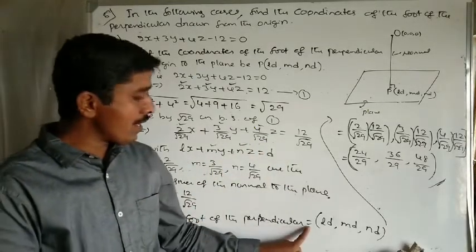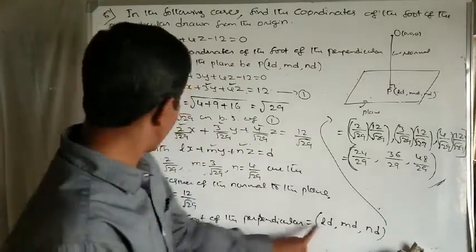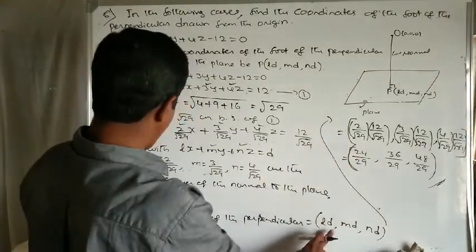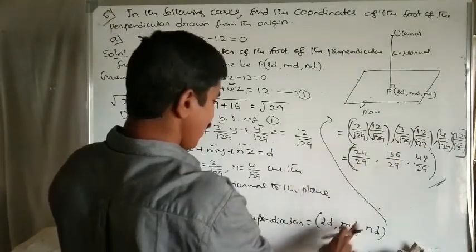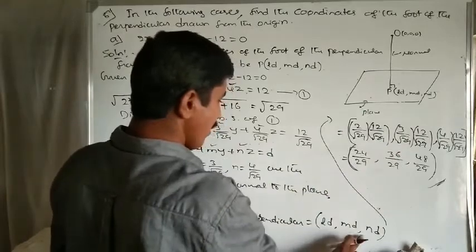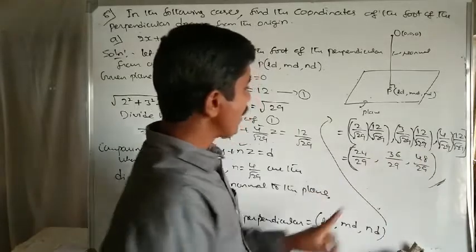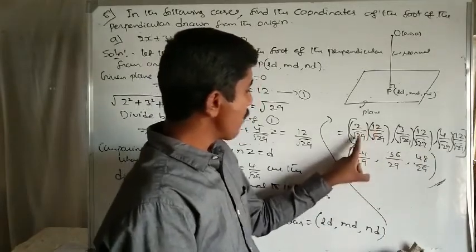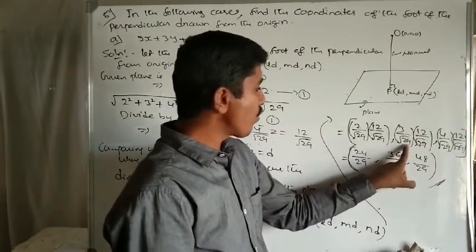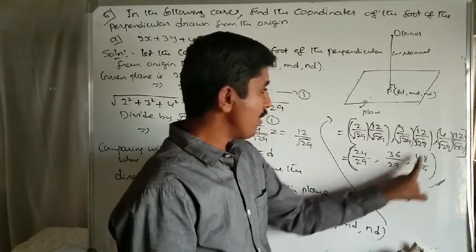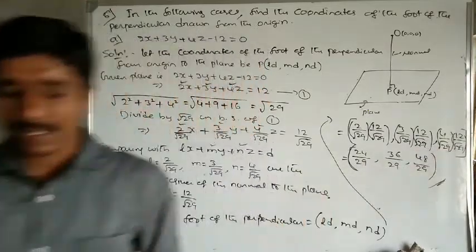Required foot of the perpendicular is LD, MD, ND. Substitute L value 2 by root 29, D value 12 by root 29, comma, M value 3 by root 29, D value 12 by root 29, comma, N value 4 by root 29, D value 12 by root 29. Simplify. 12 into 2, 24 divided by root 29 into root 29, 29. 12 into 3, 36 divided by root 29 into root 29, 29, comma, 12 into 4, 48 divided by root 29 into root 29, 29.